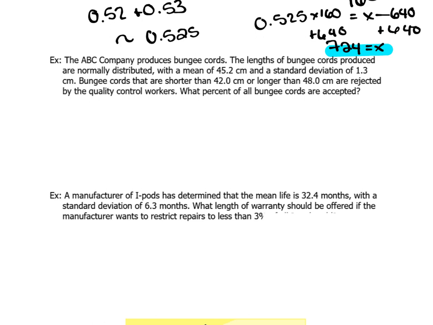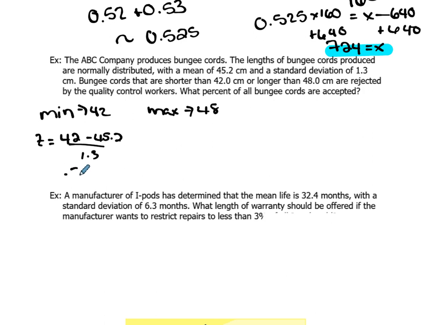In this case, we actually have to find two Z-scores. We need to find a minimum, which in this case was 42, and a maximum, which was 48. Then we have to figure out the area between the two. So let's find our Z-scores first. On this side I'm going to have 42 minus 45.2 divided by 1.3, and it's going to give me negative 2.461. And on this side, I'm going to get a Z-score of 48 minus 45.2 over 1.3.